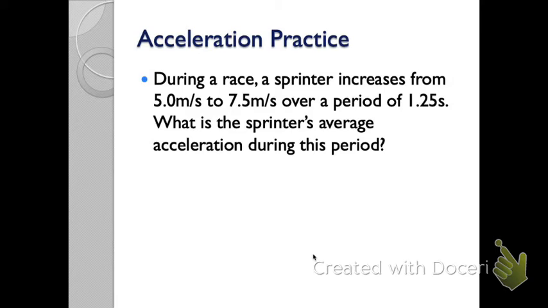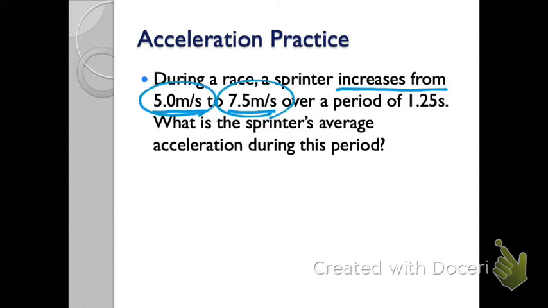So we know that when we're solving for average acceleration, that's the equation that I gave you for average acceleration. Let's go ahead and write out what we have. Let's figure out what we do have. We've got our sprinter increases from 5 meters per second to 7.5 meters per second. So what does that mean? What do these values represent?